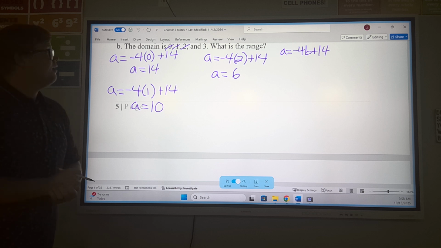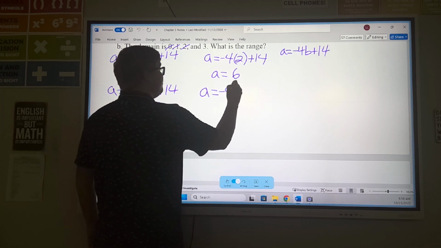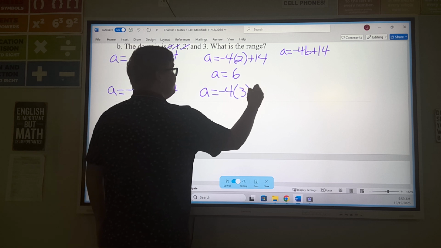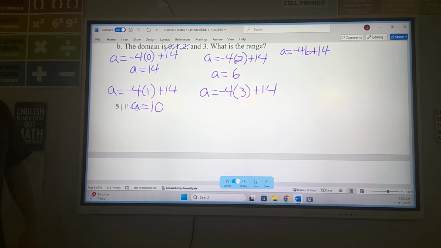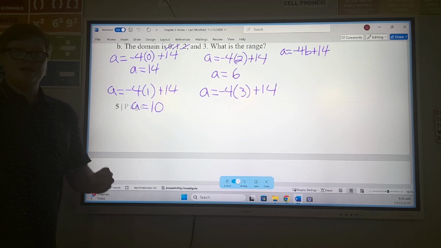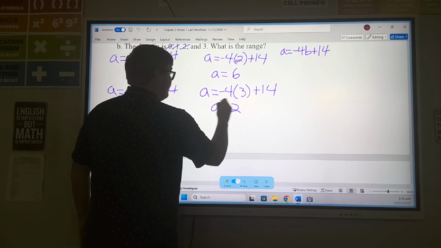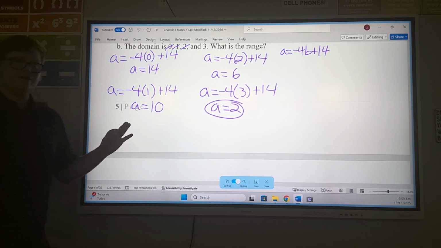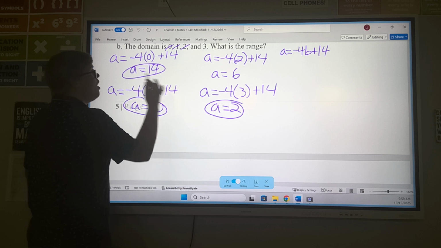Okay. Now, what's next? A equals negative 4 times 3 plus 14. All right, you have 3 batches of avocados now. Negative 4 times 3 is a negative 12. 14 minus 12 is 2. That means after making 3 batches of avocados, we have 2 avocados left. Or 3 batches of guacamole, I should say.